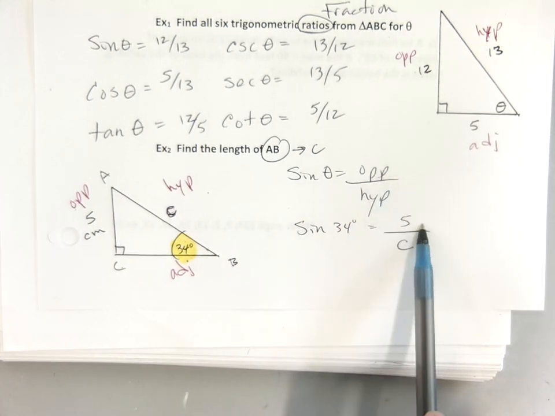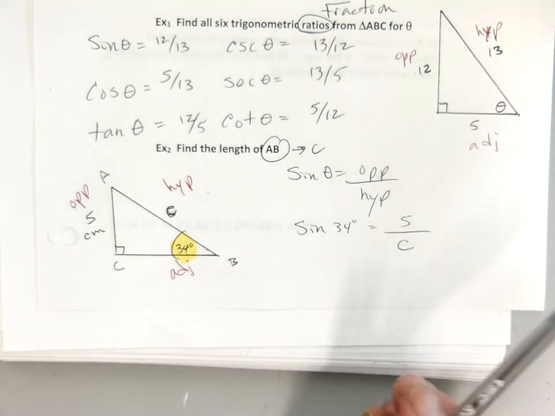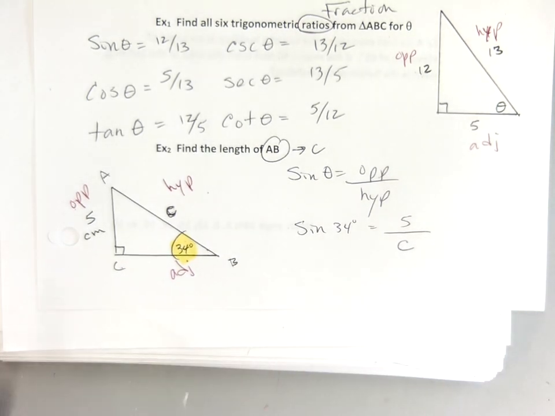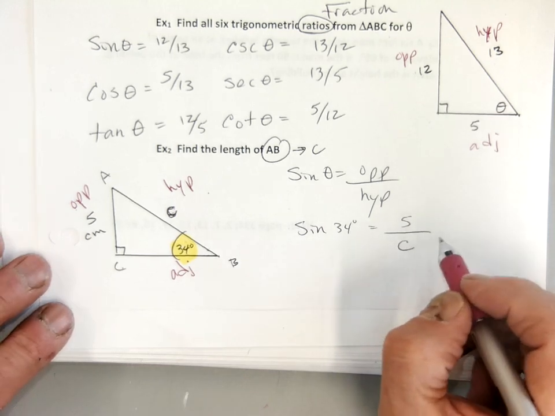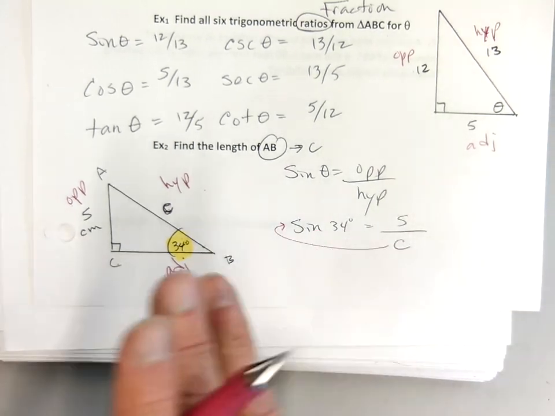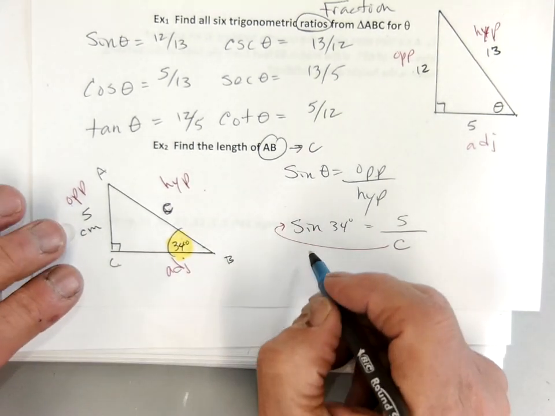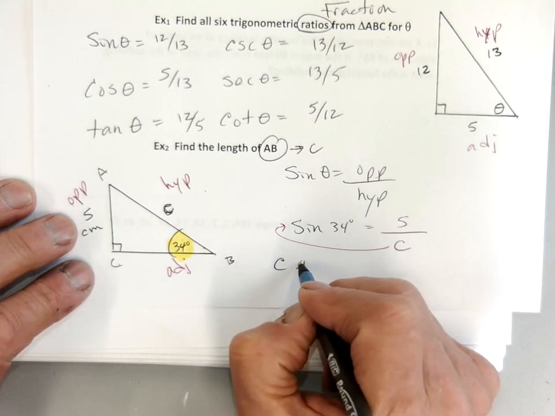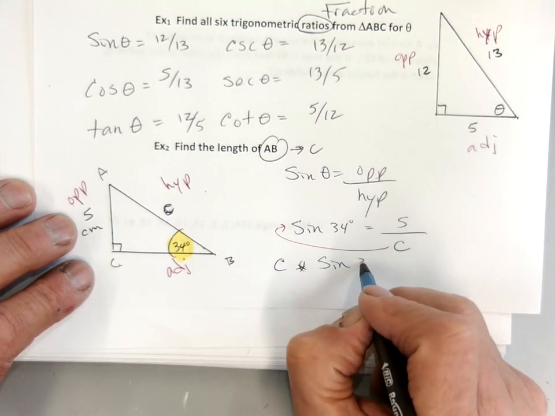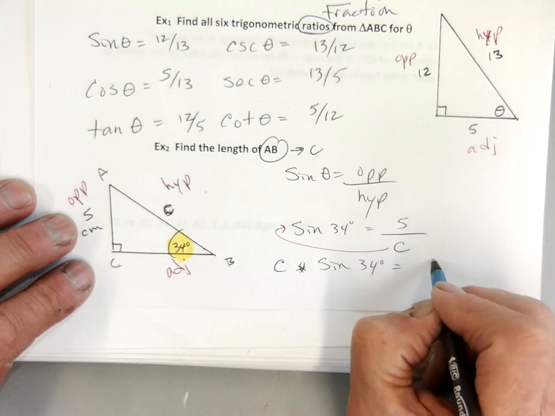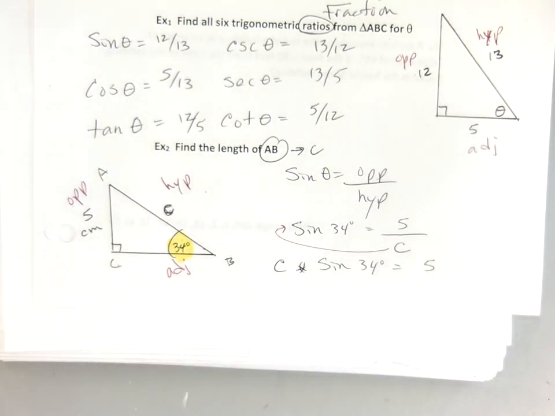I've got my opposites, 5 and c. So I want to solve for c, and so I'm just going to multiply up by c. I'll bring it up here. So c times the sine of 34 degrees is equal to 5. I want to solve for c, so the first thing I do is multiply it up.